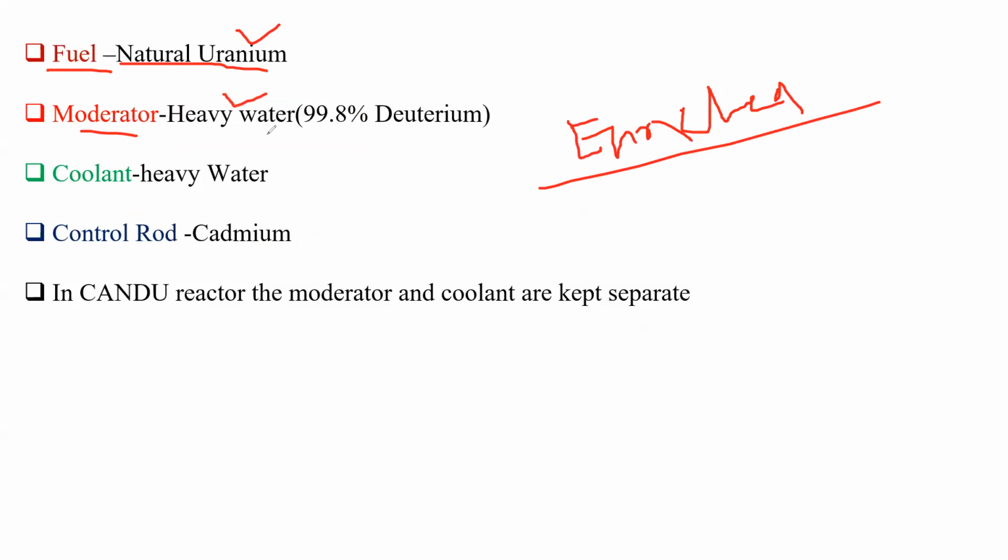I already explained the concept of heavy water. What is meant by heavy water? The water which has a high amount of deuterium. Okay, what is deuterium? Deuterium is the isotope of hydrogen. 99.8% deuterium is present in the heavy water.